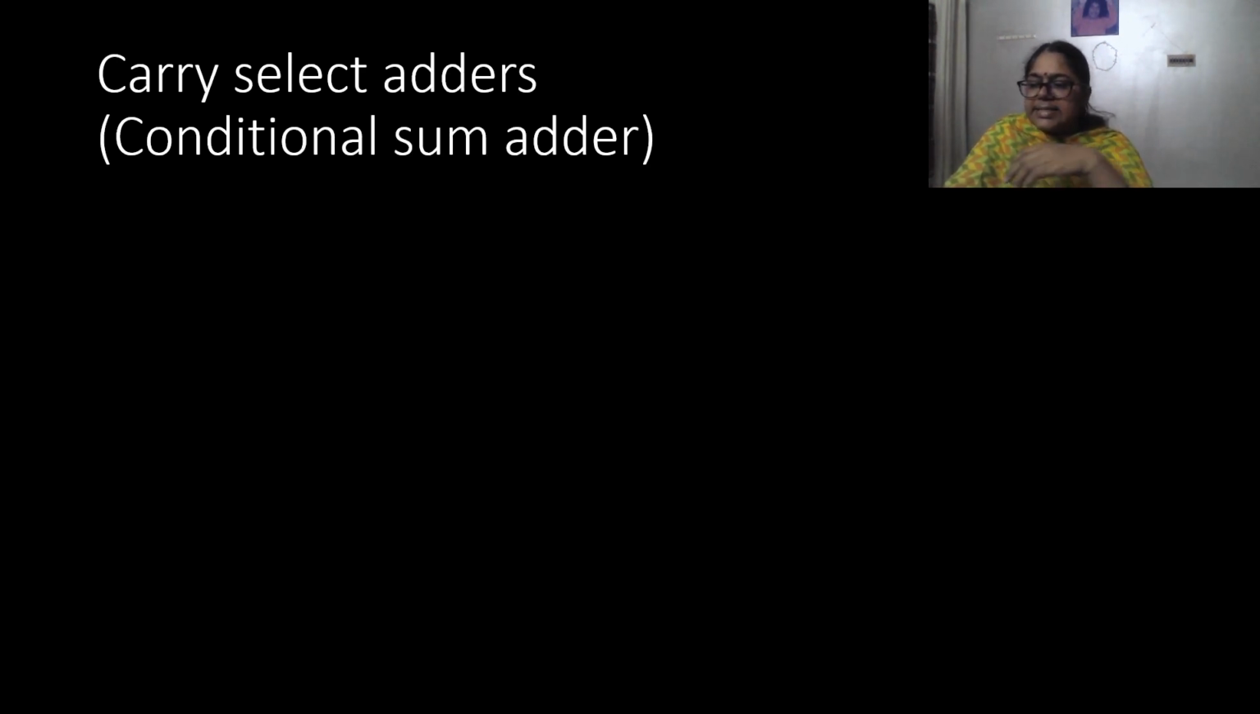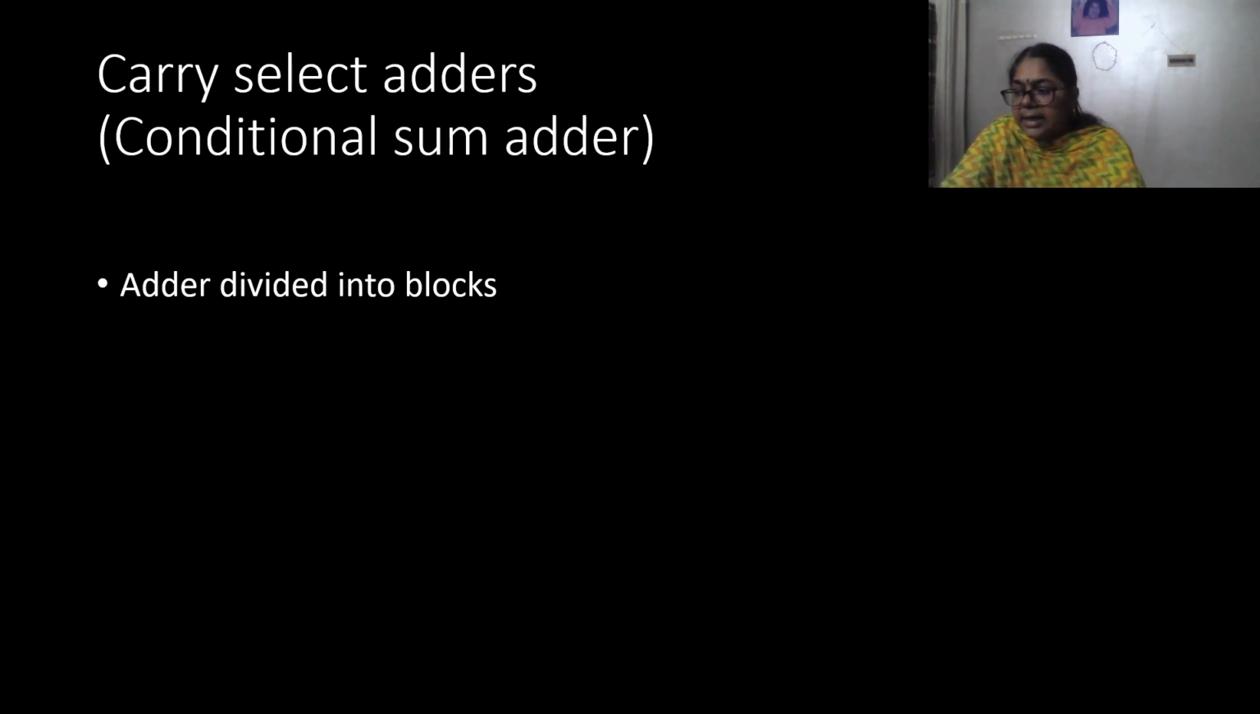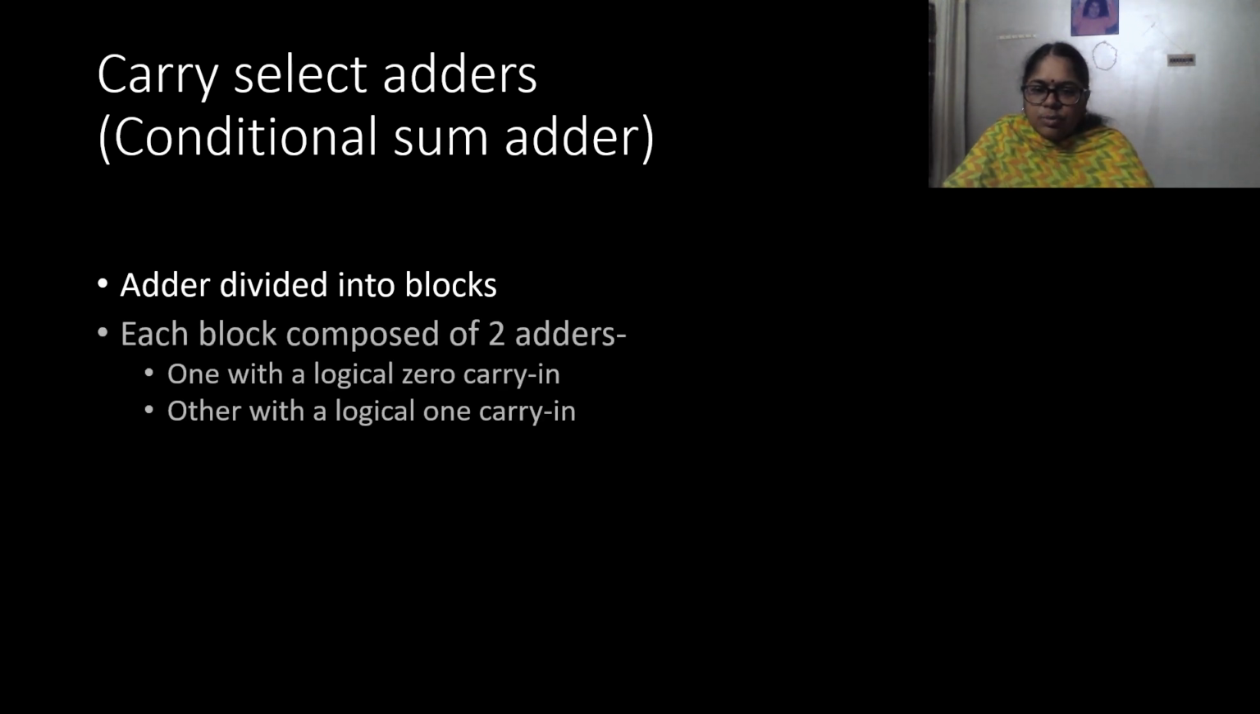So first let us see what is a carry select adder. Carry select adder is also known as conditional sum adder. Here the adder is divided into blocks. That means the n-bit adder is going to be divided into blocks, and each block is composed of 2 adders. So in that block, the 2 adders are going to take logical 0 as carry in and logical 1 as carry in.